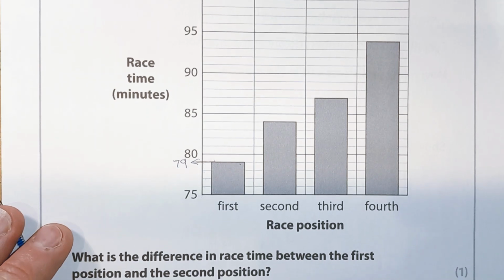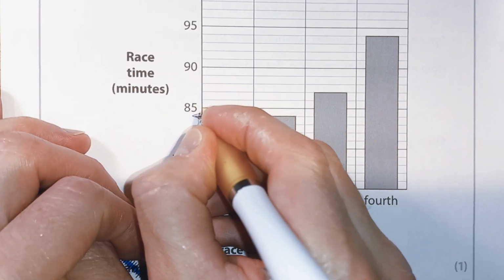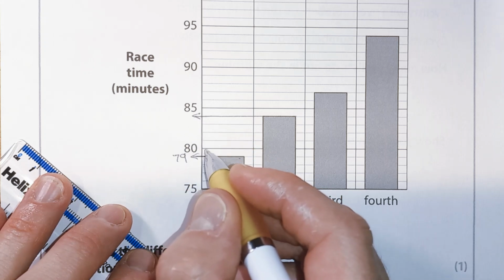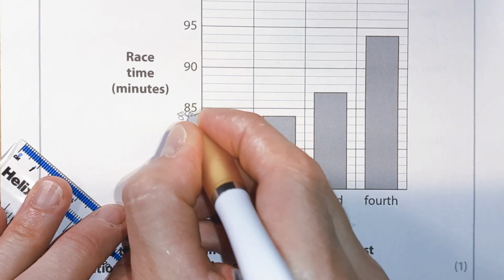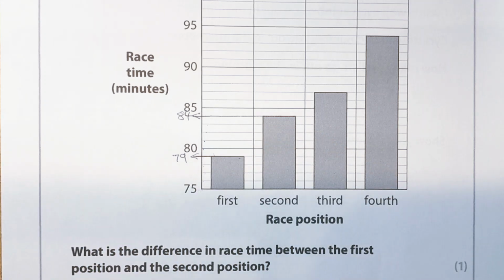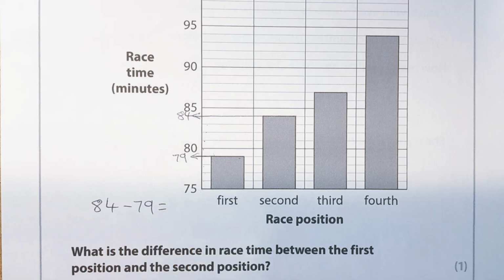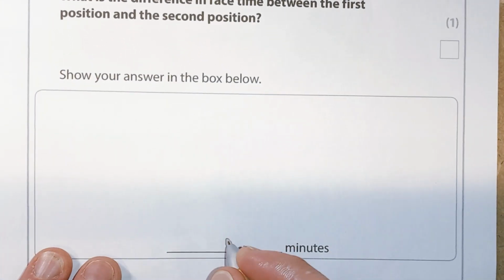And we want to know the difference between the first and second position. Well, second position, let's draw a line across. That's here. Well, to find out how many minutes this is, we've got a number below, so we're going to be 81, 82, 83, 84. This would be 85 up here. So 84 minutes. We want the difference between the first and second. So for the difference, we subtract the smaller number away from the bigger number. Bigger number is 84. So we've got 84 minus 79, which gives us 5. And put that down here. They've already given us the units as minutes.